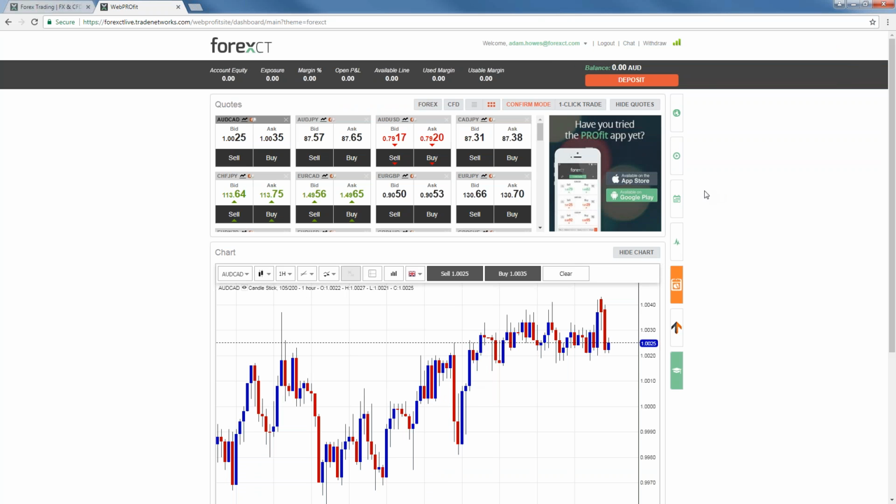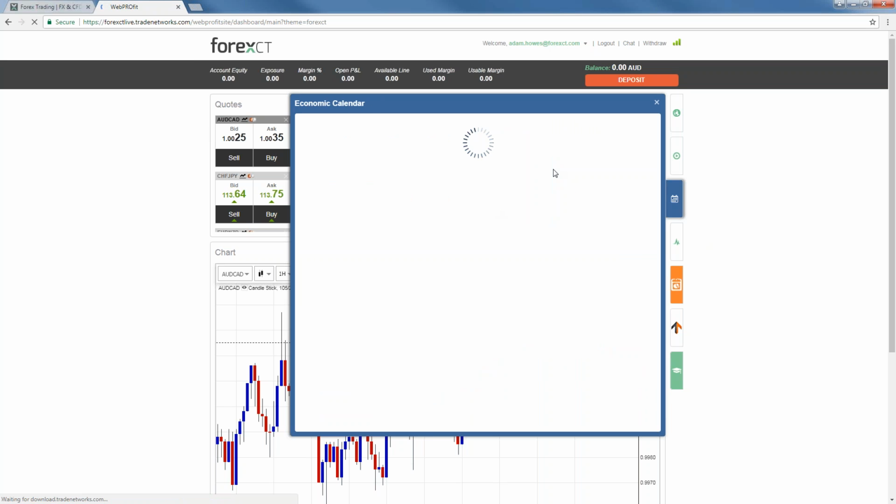So to really make effectual use of this strategy, what you need to do firstly is have a look at the upcoming economic announcements for any given day. So what we'll have a look at is obviously the economic calendar, the third button down on the right hand side on your platform.